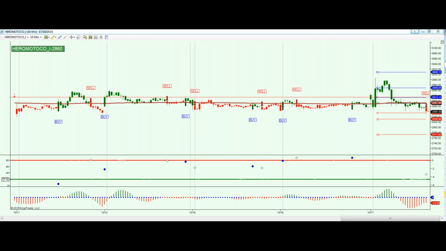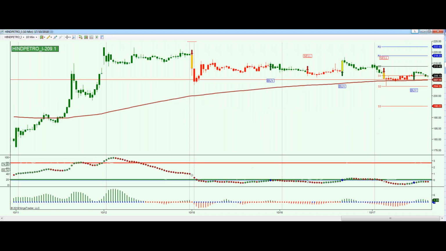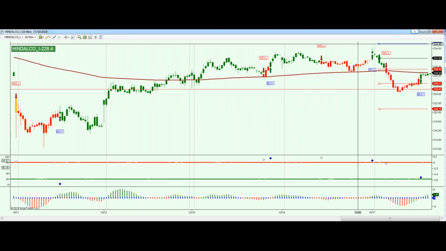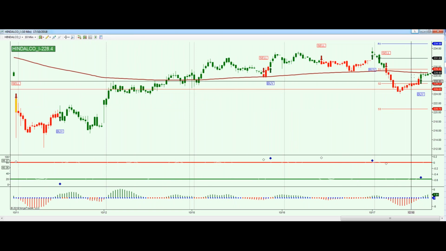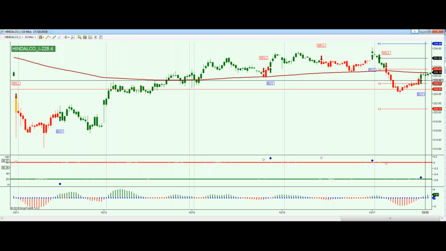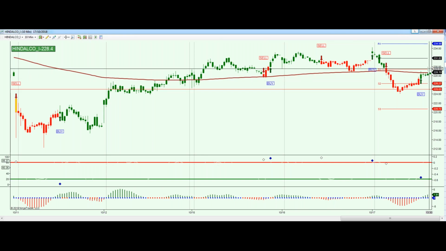So I was talking about Hindalco. I had a sell call that made 4 rupees profit. I have a buy call again. My buy call I will enter at 229.50. That is above this S1 level, because I have two strong resistances here.